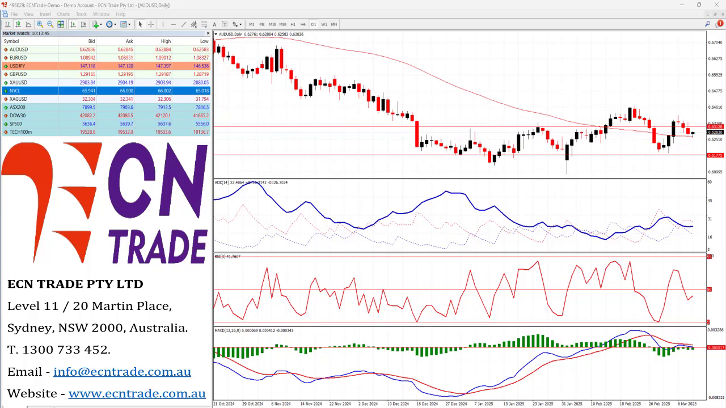The Australian dollar faced renewed downward pressure on Monday, retreating towards the key level, which is seen as the 60-day simple moving average, around 62.60 to 62.65, which has so far been respected.